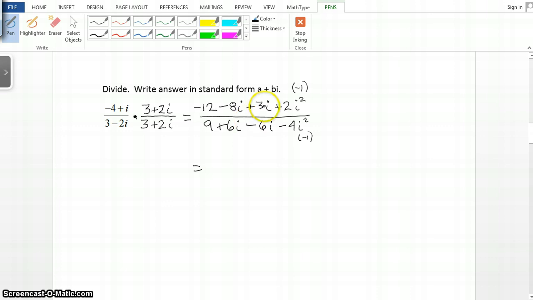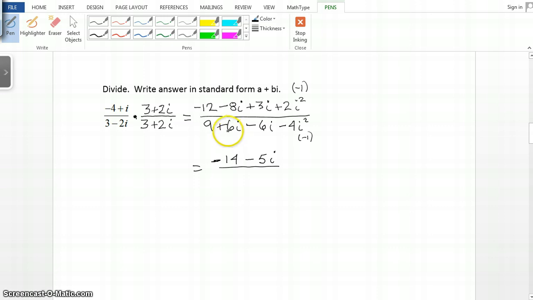Okay, across the numerator, remember that this i squared is negative 1, so I actually have a positive 2 times a negative 1, which is negative 2. I'm subtracting 2, so my real part is actually negative 14. That's a minus, or negative. Then my imaginary parts, when I add those together, you get a negative 5i, just like that.